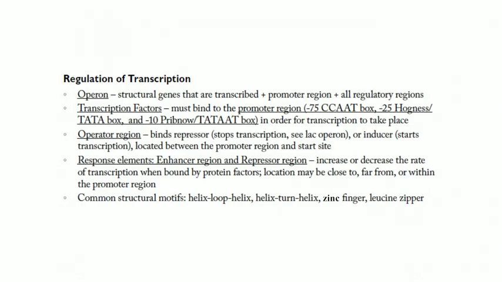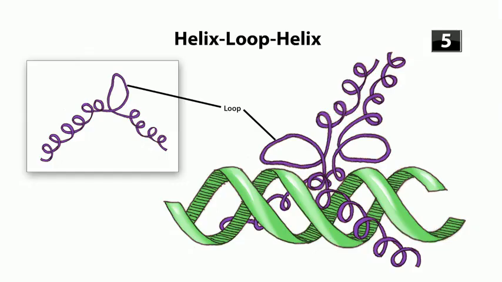And then our last bullet talks about some structural motifs in these proteins that allow the proteins to physically interact with DNA. So we list the helix loop helix and the helix turn helix and so on. So let's turn to number 5 and take a look at some of these. One structural motif that allows proteins to interact with DNA is called a helix loop helix. So this shape allows the protein to incorporate into the major groove of the DNA double helix.